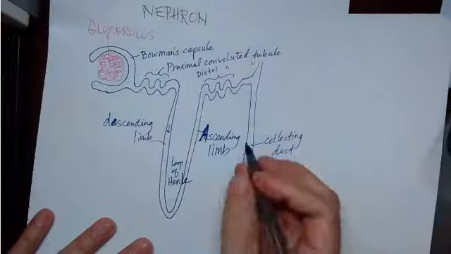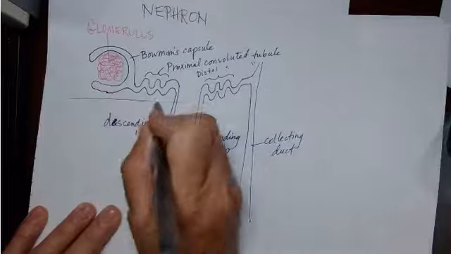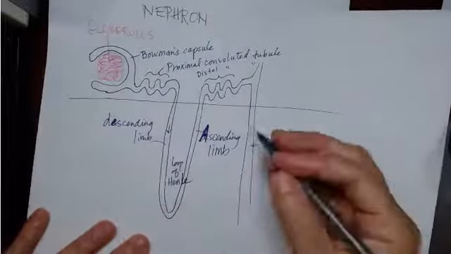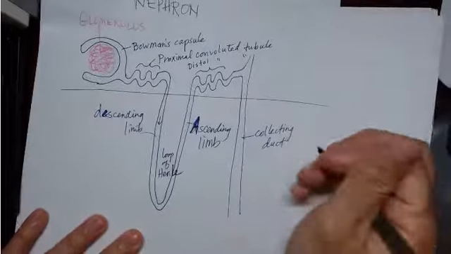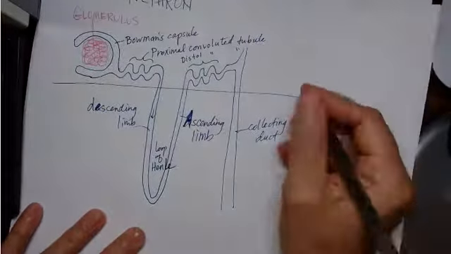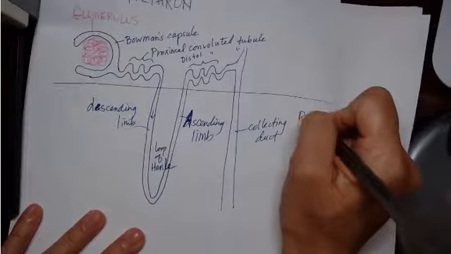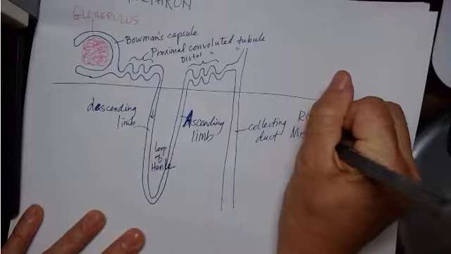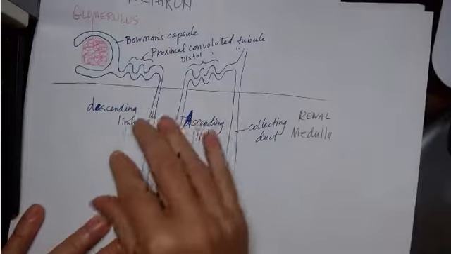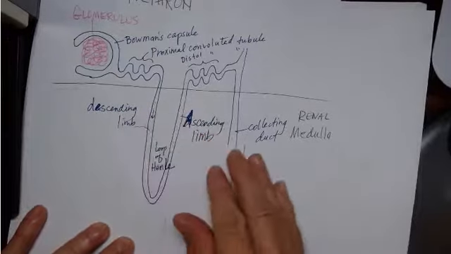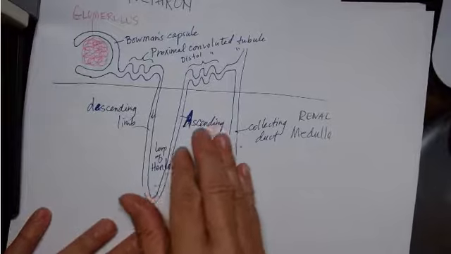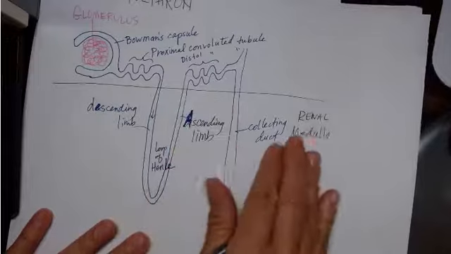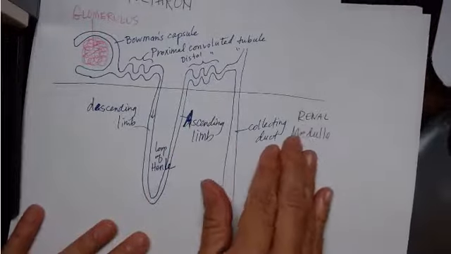Now, these structures here, the loop of Henle and the collecting duct, these are found in the renal medulla. They're in that salty environment. This is creating a salty environment, and then this is where you retain the water. The water gets retained and you concentrate the urine. So this is in the renal medulla, which is very salty.